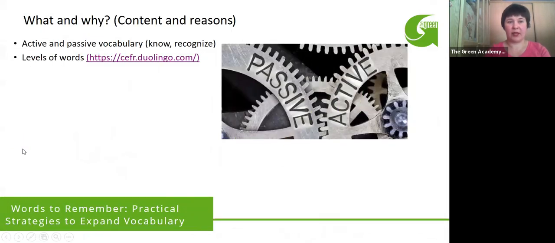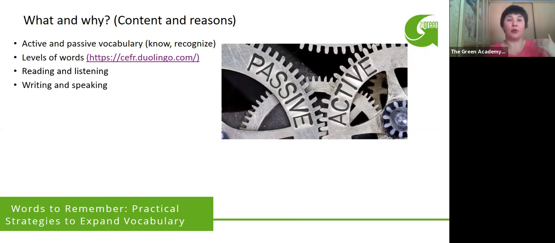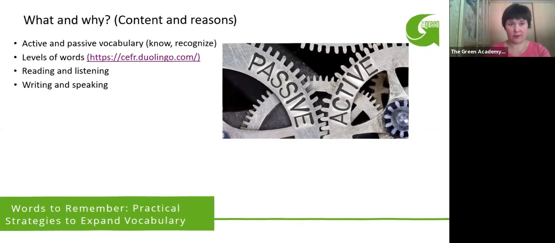So we've talked about active and passive vocabulary, about levels of words, and the next thing is vocabulary for reading and listening. You can expand your vocabulary to improve your listening skills. That is your receptive skills, when you receive information. Also, you produce something, so there is vocabulary for writing and speaking. You do know that these are different words and combinations.